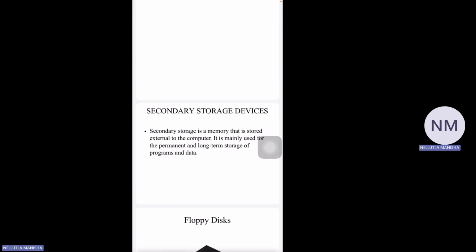Today I'm going to discuss secondary storage devices. Secondary memory is also known as external memory. Secondary storage devices hold the data even when the computer is switched off. An example of such a device is a hard disk. While the computer can read data stored in the main memory in nanoseconds, the data from the secondary storage devices can be accessed in milliseconds.